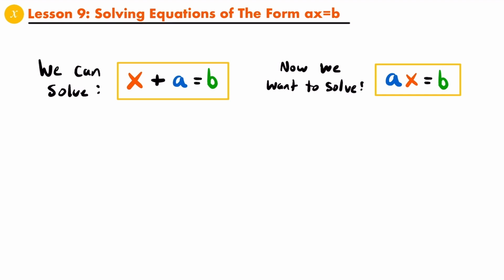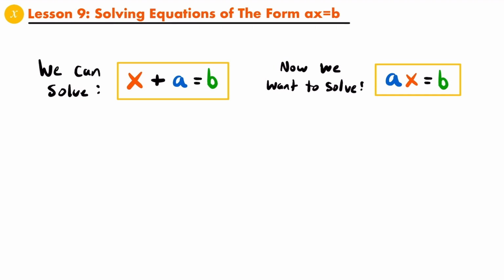We now know how to solve an equation of this form, and so today we're going to look at the next form of an equation that you want to know how to solve, which is an equation in this form, ax equals b, or a constant times a variable equal to another constant. In both of these forms, we are representing our variable with x and our constants with a and b.